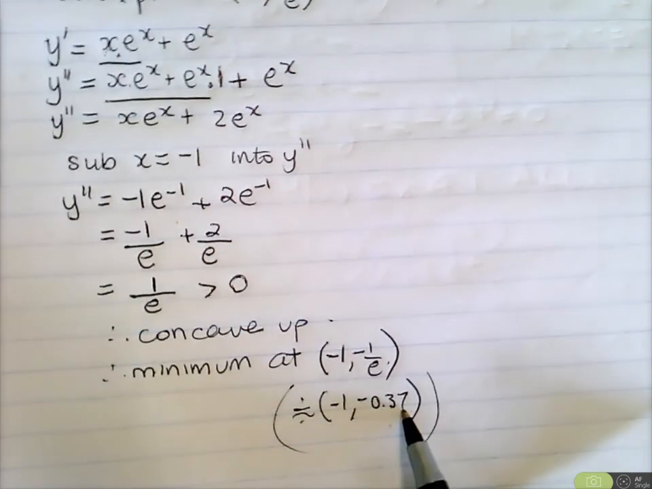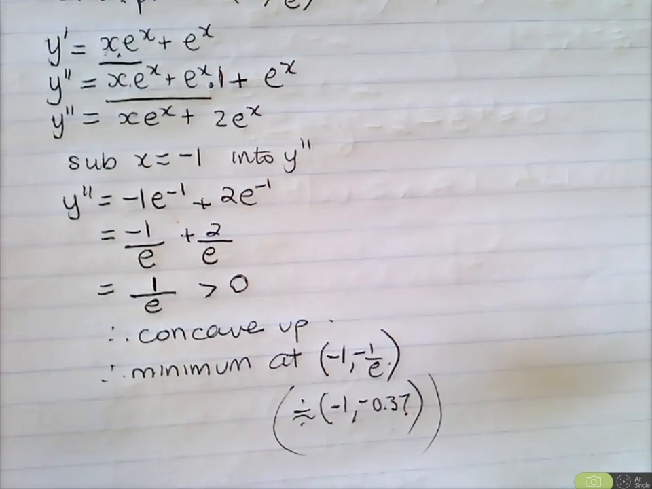The only reason I wrote this down here is so that you know where to put this -1 on e. It's at approximately 0.3, about 0.4, 0.37.